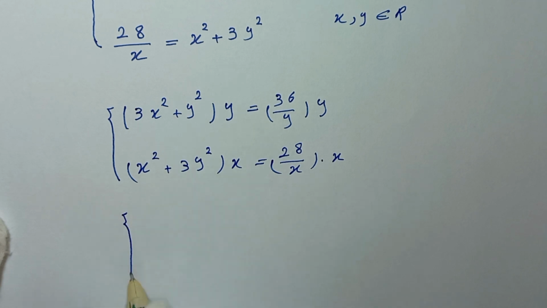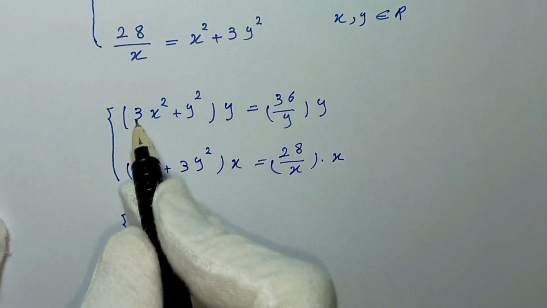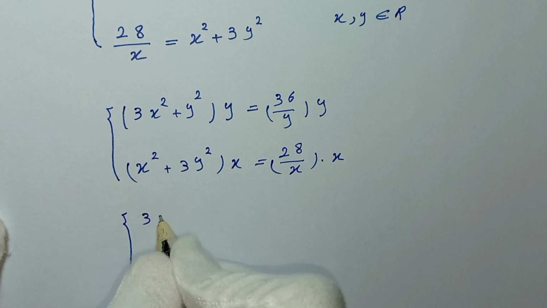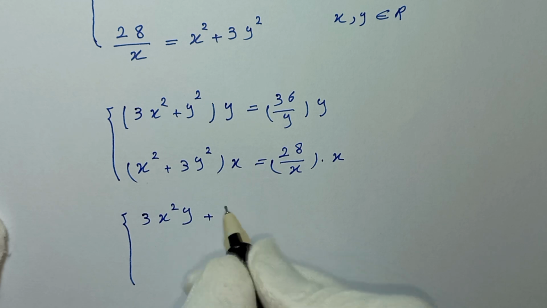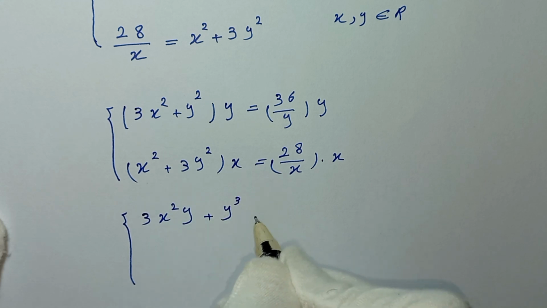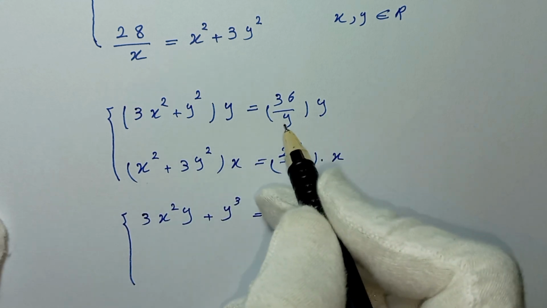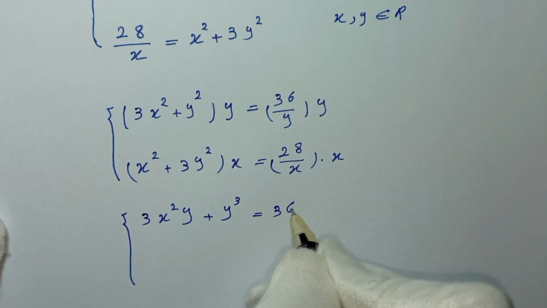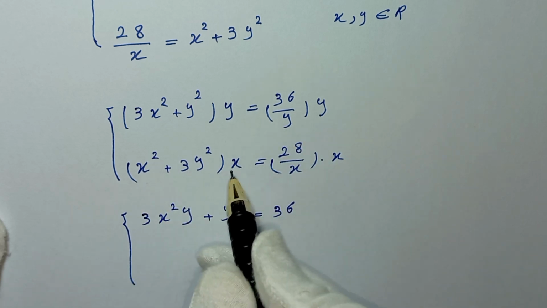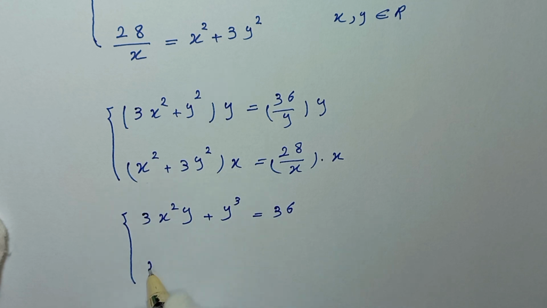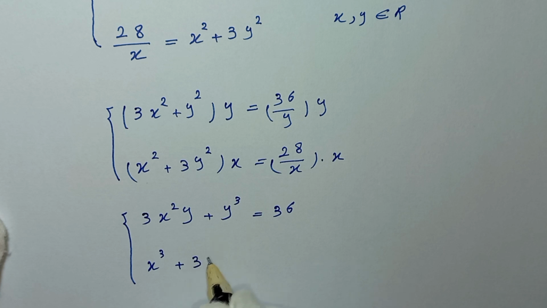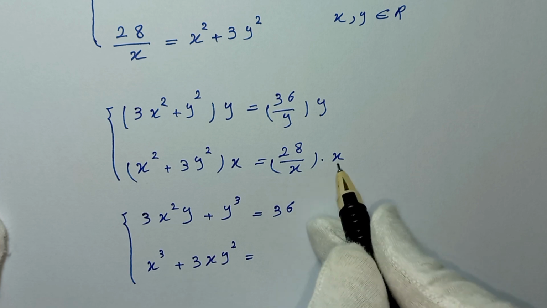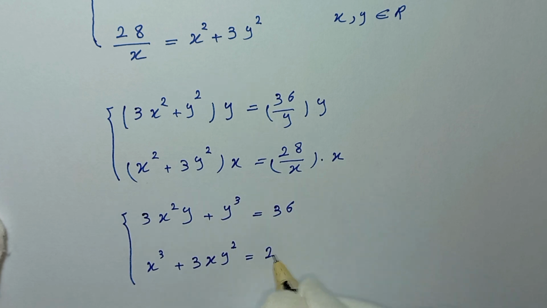And it will be, y times 3x squared is 3x squared y, plus y times y squared is y cubed, is equal to 36, since we cancel this y. And here x times x squared is x cubed, plus this times this is 3xy squared, is equal to 28, since this x will cancel this.